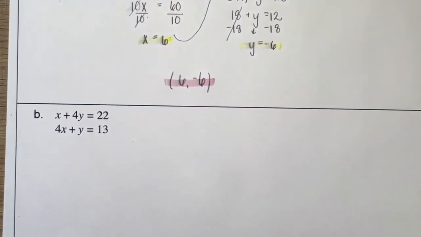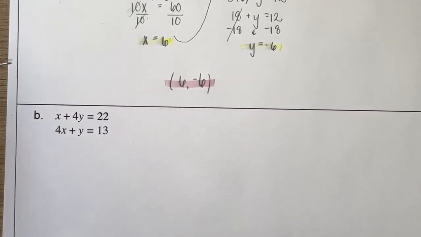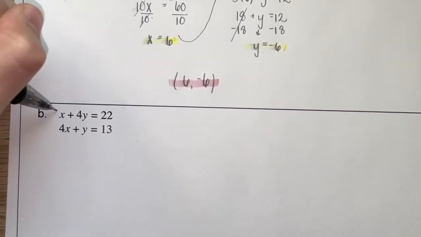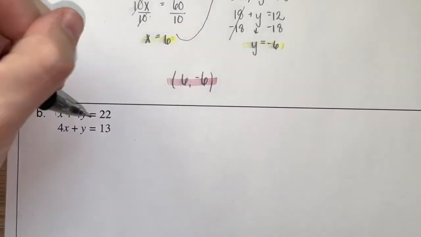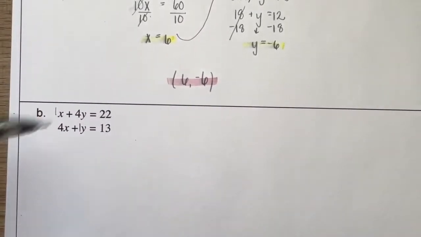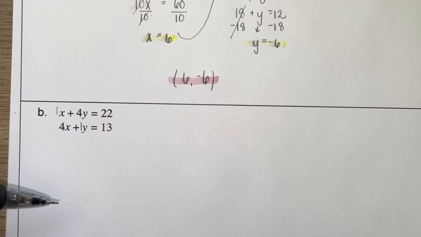And then for b, x plus 4y equals 22, and then the second equation is 4x plus y equals 13. So this coefficient on the x is 1, so 1x doesn't match with 4x. This coefficient on the y is 1 also, so 1y doesn't match with 4y. So we don't have matching coefficients again.